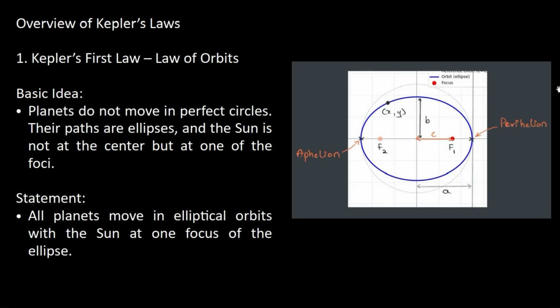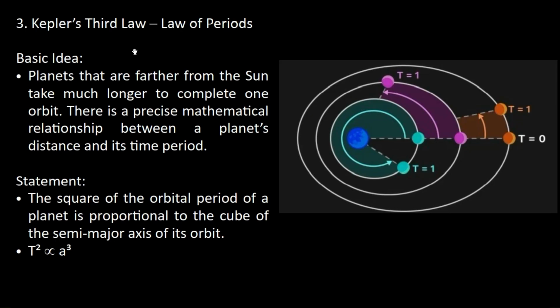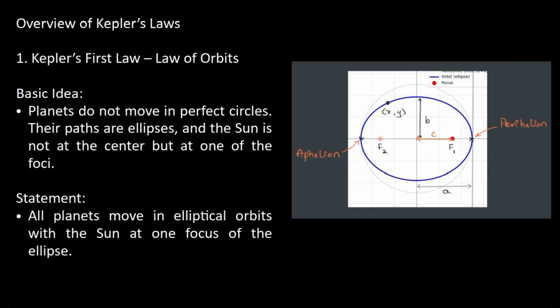Let's have an overview of all the three Kepler laws, starting off with the first law, the law of orbit. The second law is to do with the law of area. And the third law is to do with the law of period, right? Time period, basically.